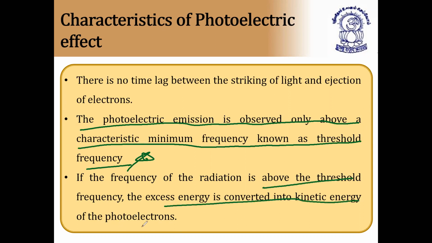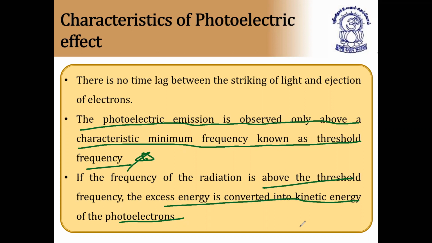So if the frequency of the radiation is above the threshold frequency, the excess of energy is converted to kinetic energy. Suppose the frequency of light is less than the threshold frequency. Actually, what is threshold frequency? It is the frequency of the electrons residing on the metallic surface. Once the radiation reaches the threshold frequency, only then does the metal start ejecting electrons. Otherwise, there is no ejection of electrons.